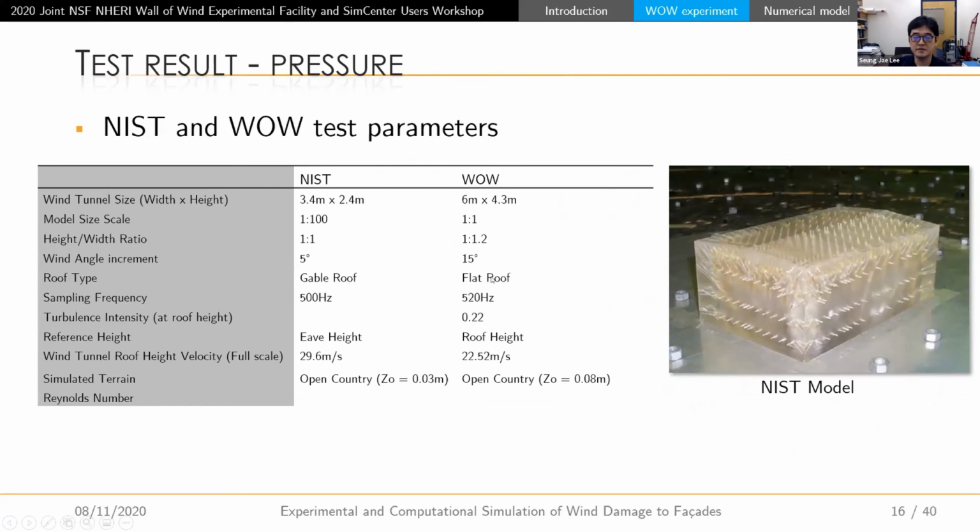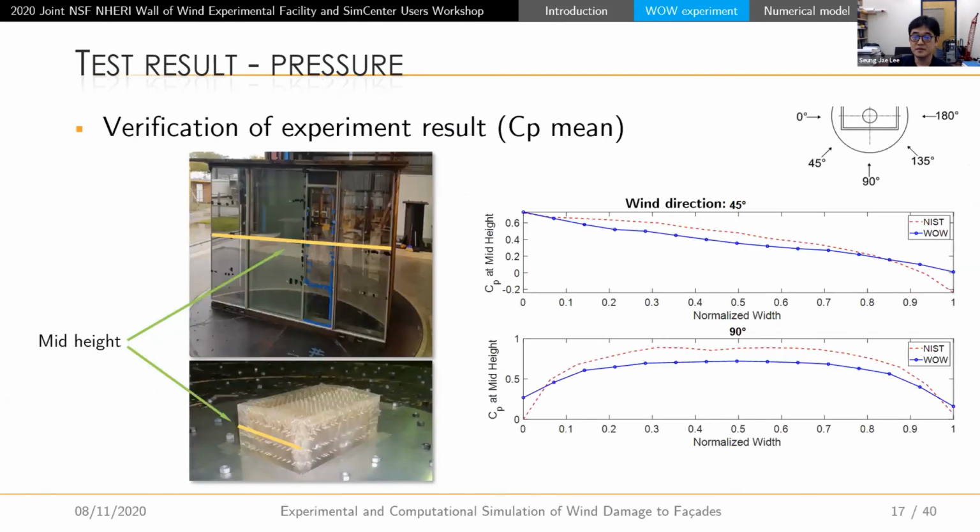Roof type is a little bit different, but we wanted to at least qualitatively compare, to make sure we are doing things right. So these are the CP mean values we could obtain from the mid height of the specimen. As you can see, the blue one is the wind test result, and the dotted line is NIST data. Overall, a good comparison is shown between these two data sets. I'm sure the experiment team did a very good job on that.